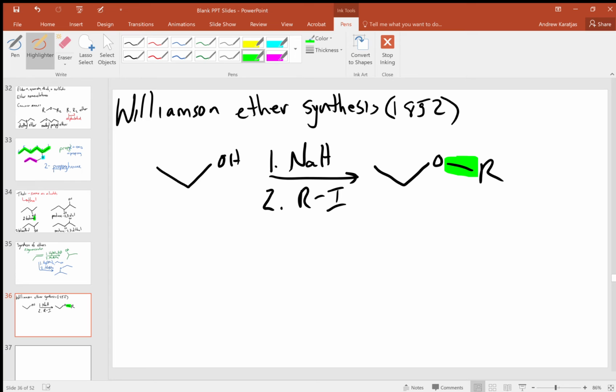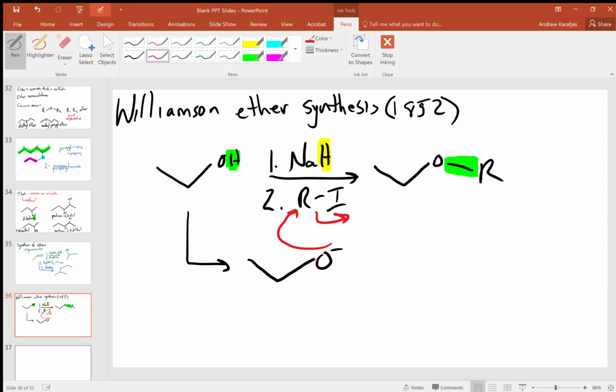What's the mechanism? Well, sodium hydride is a strong base. And while alcohols are typically not good acids, if we add a base as strong as sodium hydride, it's going to be good enough to deprotonate. And so if we deprotonate that oxygen, we end up with this anion. And then the anion does nucleophilic attack on the R group, kicking out the iodine.